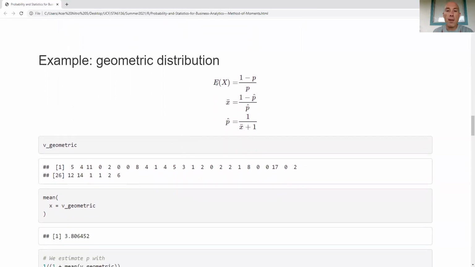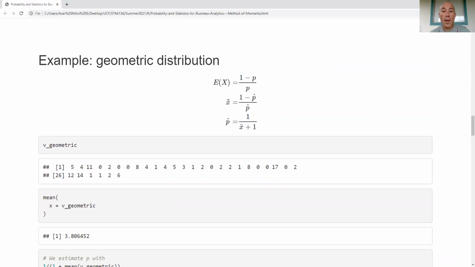I know that the expected value is equal to (1 minus p) over p. And remember, there are two presentations of the geometric distribution. I'm using the one that includes 0, so we're counting the number of failures before our first success.